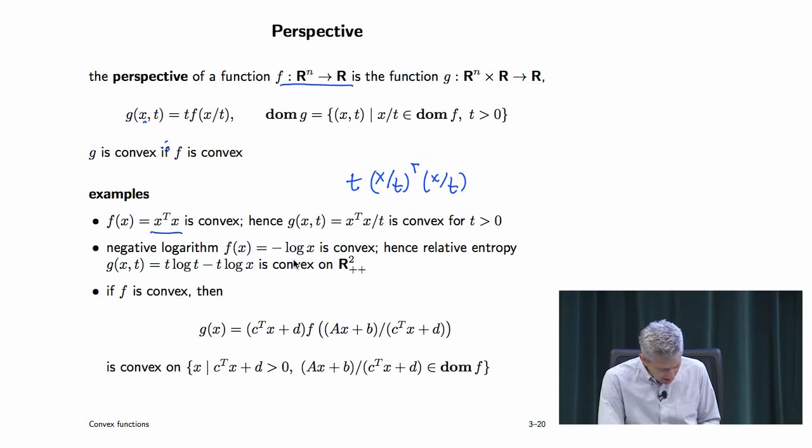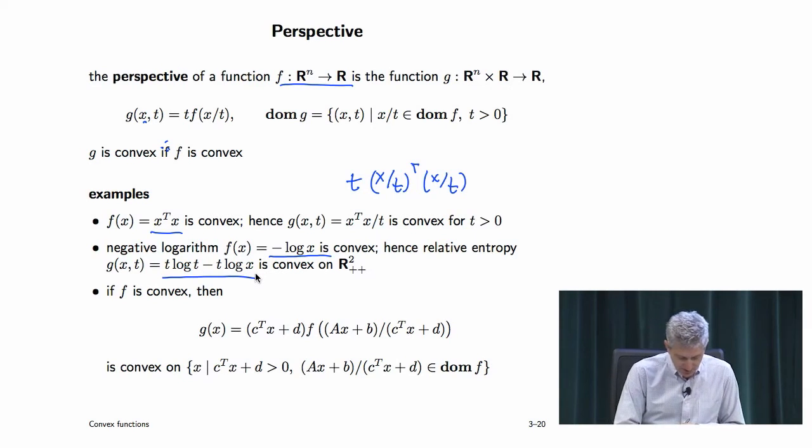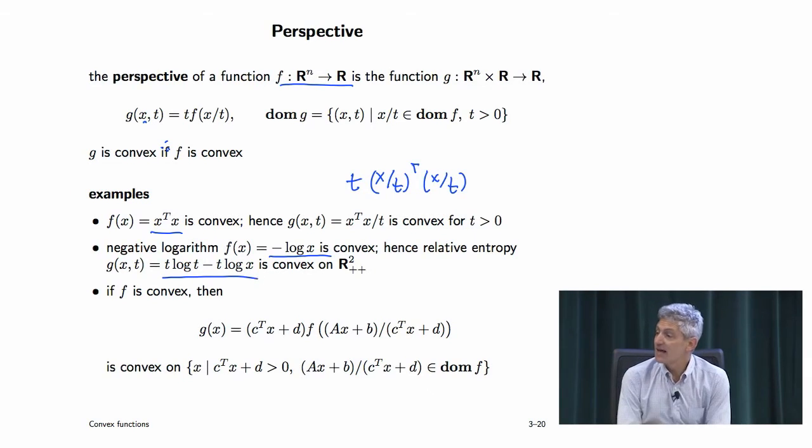Here's one. The negative logarithm is convex. So if I calculate its perspective, it's simply t log x over t. And that is the relative entropy. And it says that is going to be convex jointly in t and x, right?